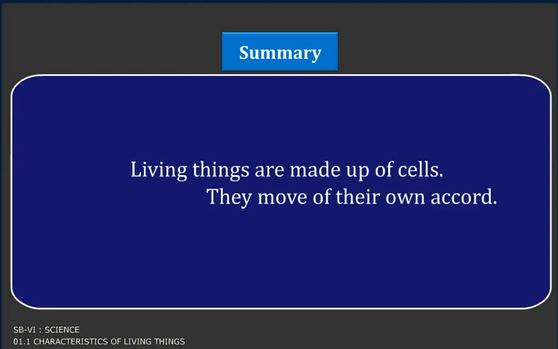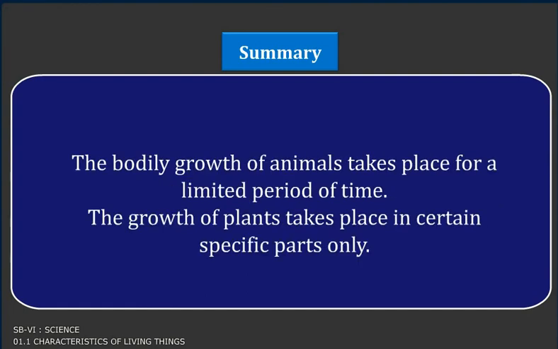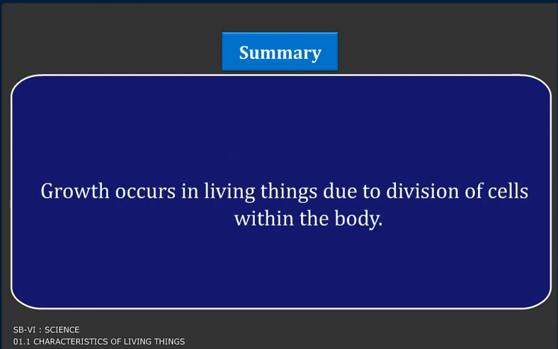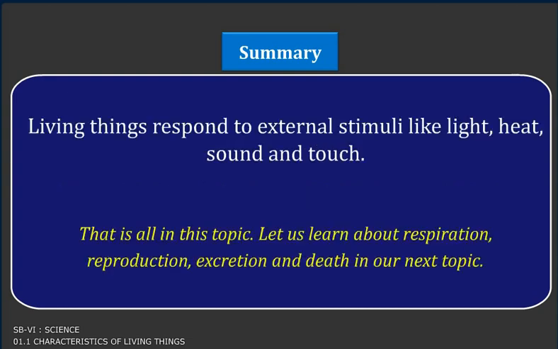Summary. Living things are made up of cells. They move of their own accord. The bodily growth of animals takes place for a limited period of time. The growth of plants takes place in certain specific parts only. Living things have the ability to respond to stimuli. Growth occurs in living things due to division of cells within the body. Living things respond to external stimuli like light, heat, sound, and touch.